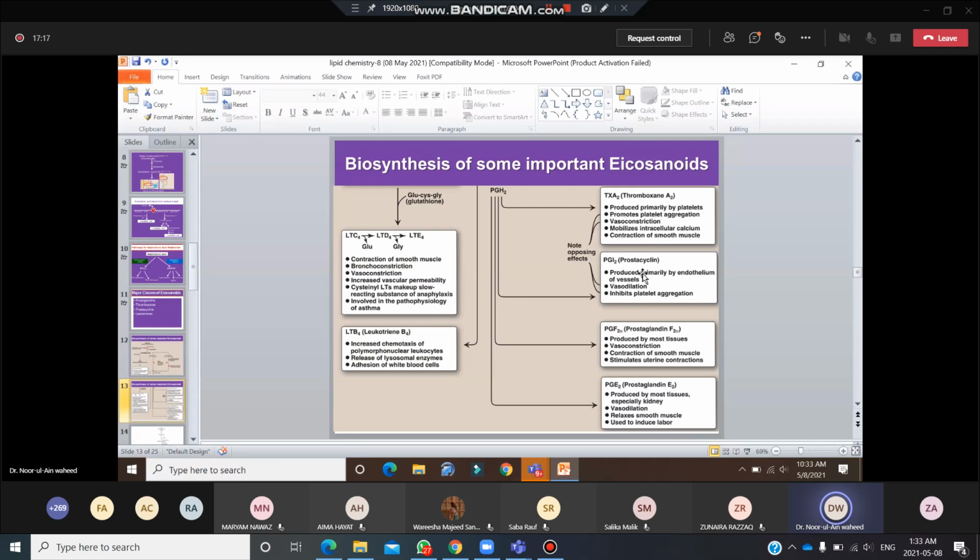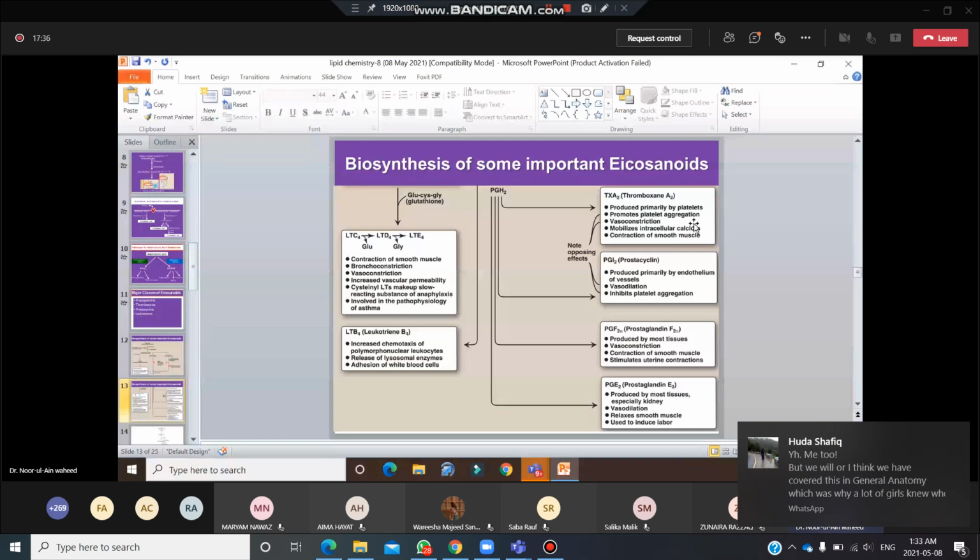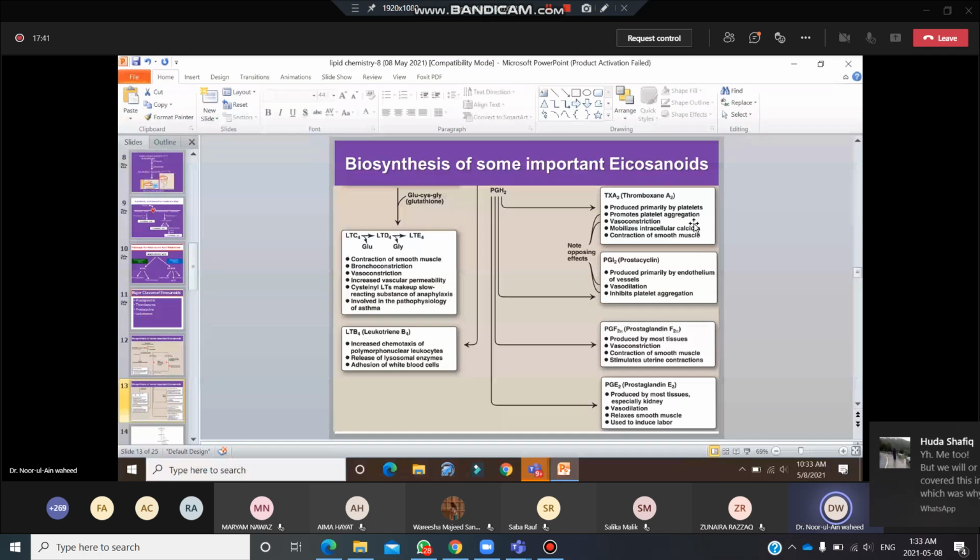You can see their actions. Thromboxane A2 is produced by platelets, as I gave you the example of platelets. They produce thromboxane A2, which promotes platelet aggregation. This is an autocrine action. They are synthesized and secreted by the platelets, and it acts on the same cells, increasing their aggregation. Then they cause vasoconstriction, contraction of the smooth muscle.